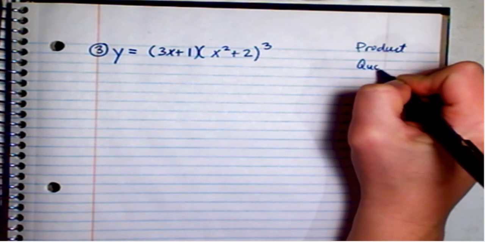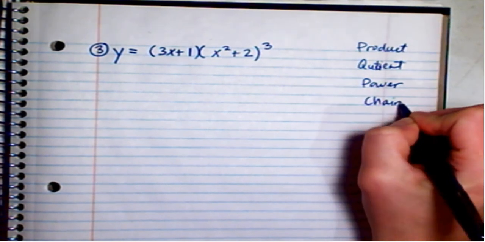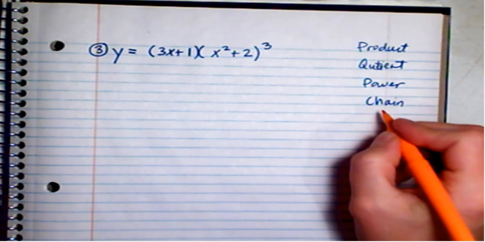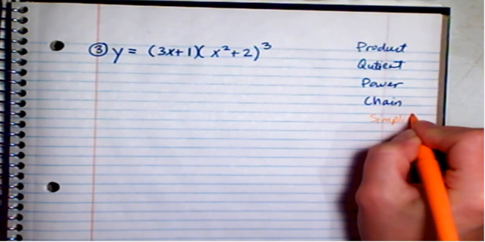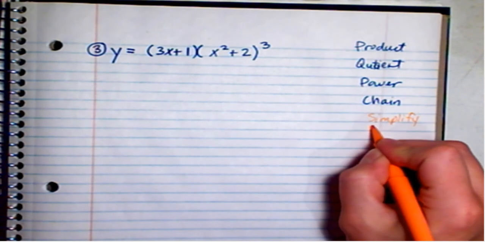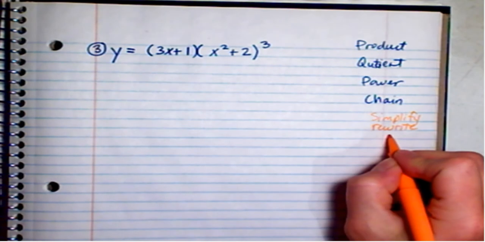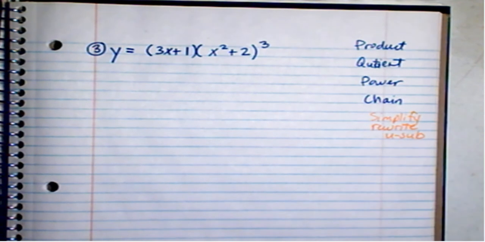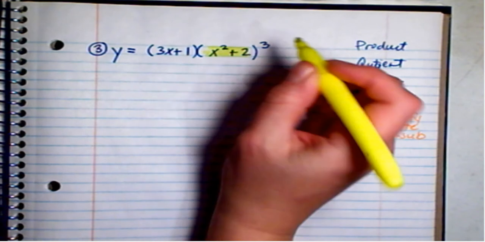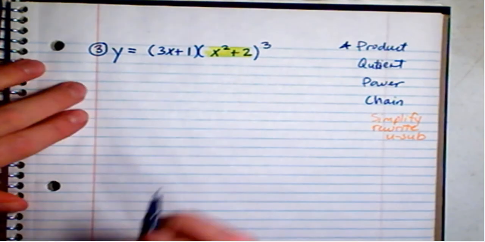All right, so what are my choices? Product, quotient, power, chain. But what are my pre-choices? Simplify. Now, if you really, really wanted to, you could write this all out and FOIL, FOIL, FOIL, and distribute. Or rewrite. Now, I'm looking at that and I see polynomial exponents and things, okay? So I think we're going to get that u sub. Now, I'm going to highlight what appears to be the inside. Notice that when I highlight that, I don't really cover the whole expression. And so this is going to leave me with a product rule.